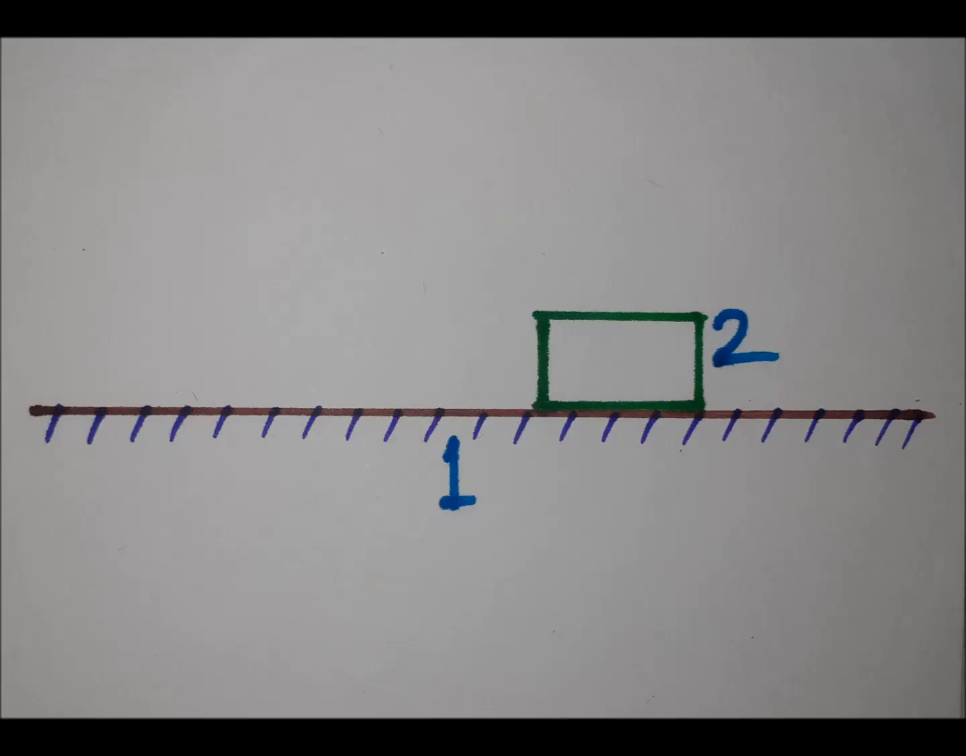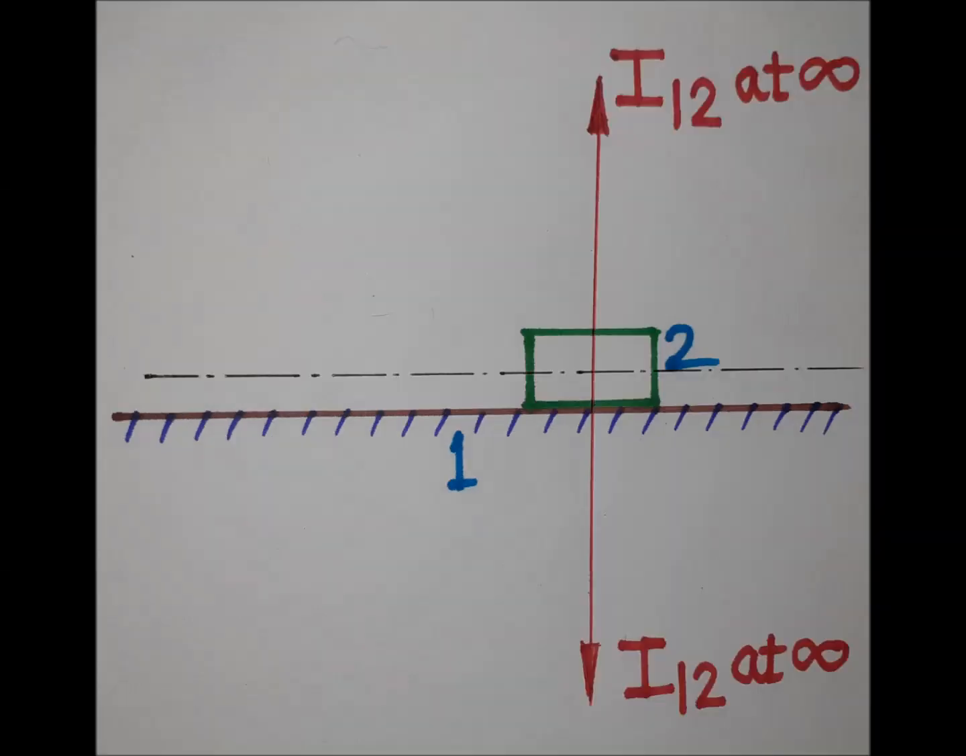Consider this arrangement. The fixed link is link 1 and the slider is link number 2. The line of action of the slider or link number 2 is in the horizontal direction. Hence ICR I12 will be at infinity on a vertical line. This is because the sliding motion is equivalent to a rotary motion with radius of curvature as infinity.